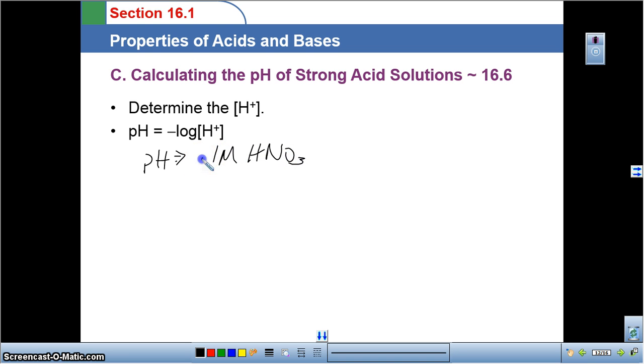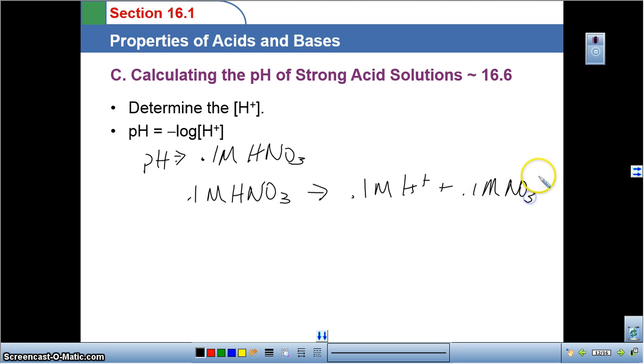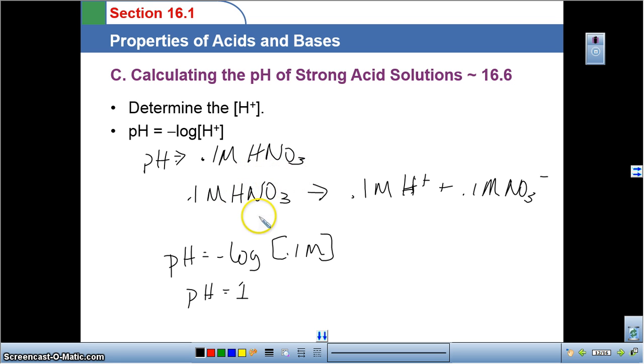Nitric acid is one of our strong acids, so we know that if we put in a 0.1 molar solution of HNO3, it's going to completely dissociate to 0.1 molar of H plus ions plus 0.1 molar of the NO3 minus ion as well. Because we know its molarity, that's its concentration, we can find the pH by taking the negative log of 0.1 molar. If you take your calculator and type in negative log of 0.1, you're going to find that the pH is 1, and that's our answer. So we can do this as long as we're looking at strong acids or a strong base and find the pOH.